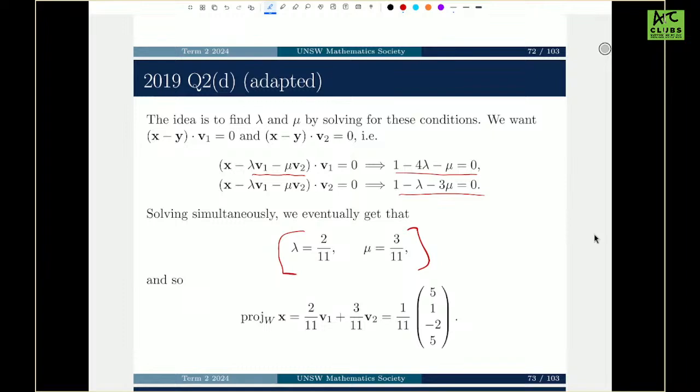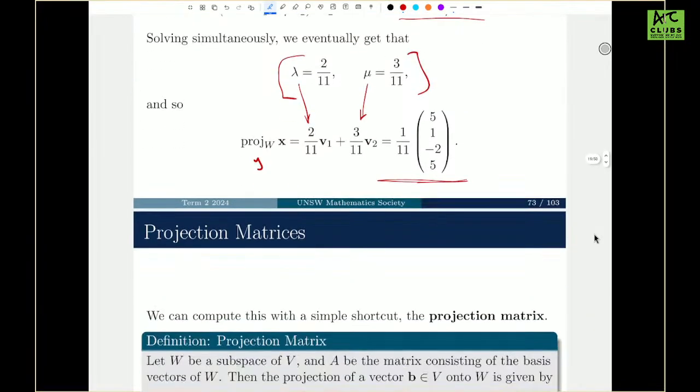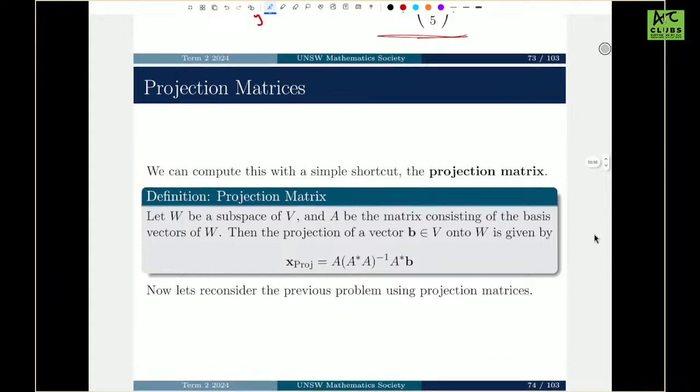So then we say that the projection of X onto W, which we said was our Y vector, since it was lambda V1 plus mu V2, we just sub in the values we found and add it all together to get our final projection. Now, if you're not a fan of all that working, I've got good news for you, because there is a simpler way to do this.